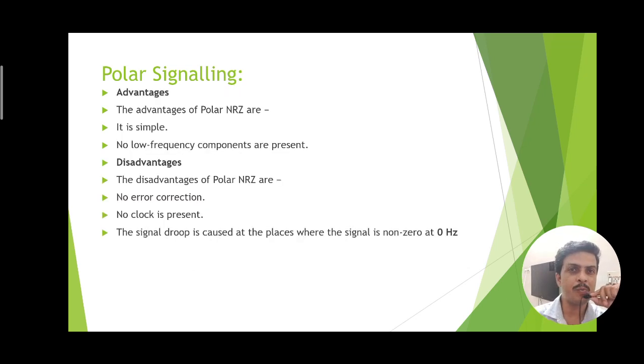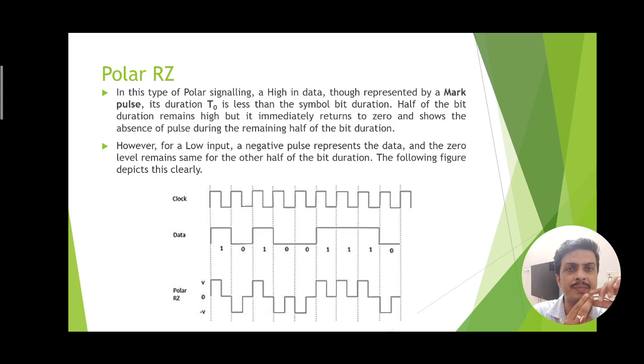And what is polar signaling? The advantages of polar signaling are that it is simple and it has no low frequency component. But the disadvantages are that it has no error correction and no clock is present. The signal drop is caused at the places where the signal is non-zero at 0 hertz.